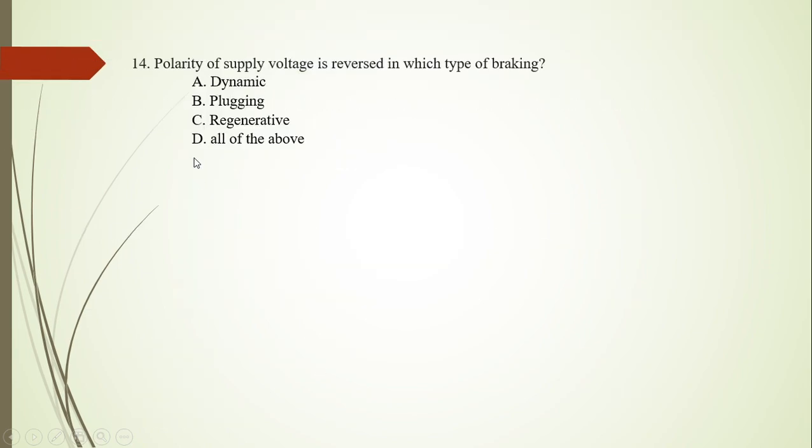Question number 14. Polarity of supply voltage is reversed in which type of braking? Options are dynamic, plugging, regenerative, all of the above. Among these 4, the right answer is plugging, because plugging is also called counter current braking. That means we are reversing the supply voltage. Option B is the right answer.